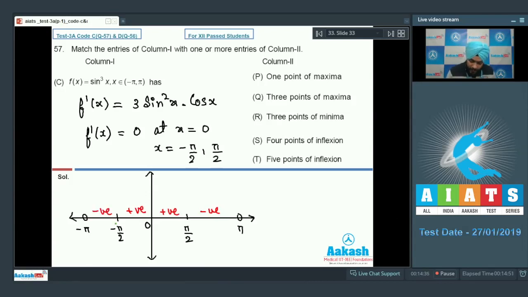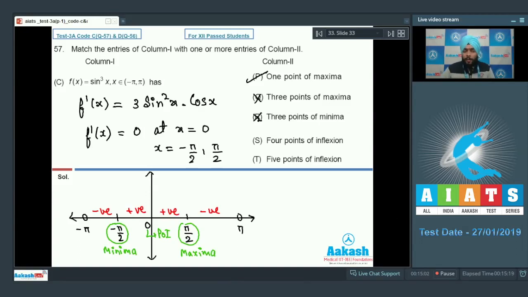So we have this as a point of minima. We have pi by 2 as a point of maxima. And we have 0 as a point of inflection. So going along the first 3 options, 1 minima and 1 maxima, P is correct, Q and R both are wrong. Now let us talk about the number of points of inflection.